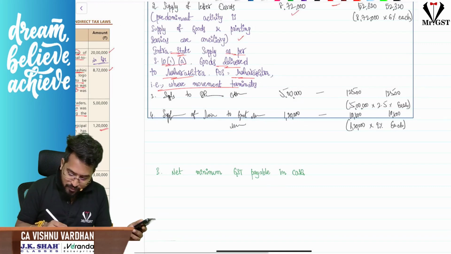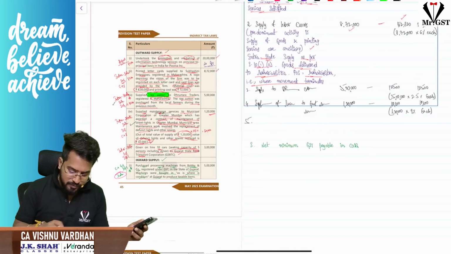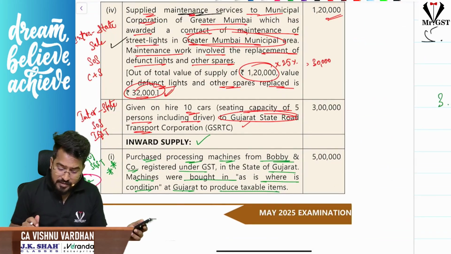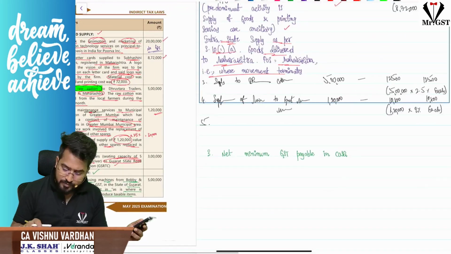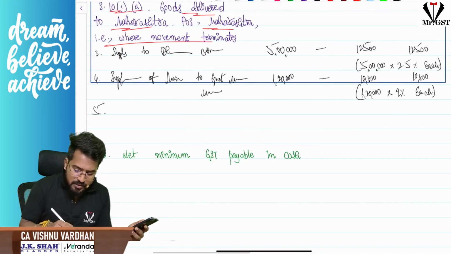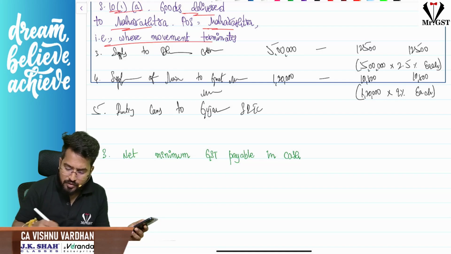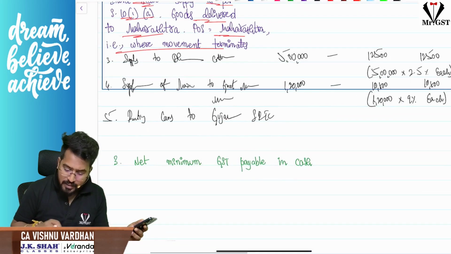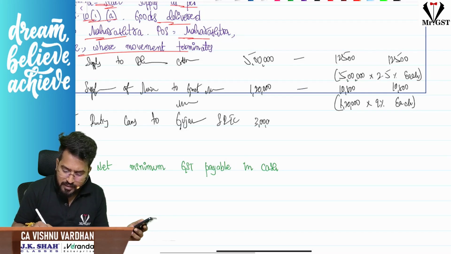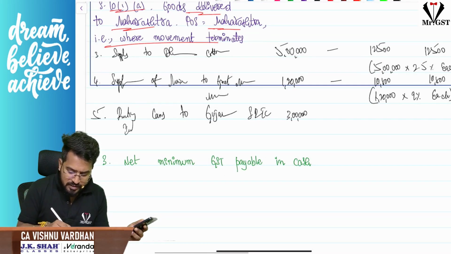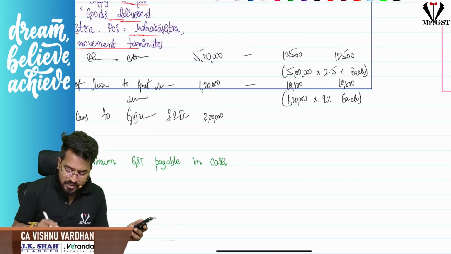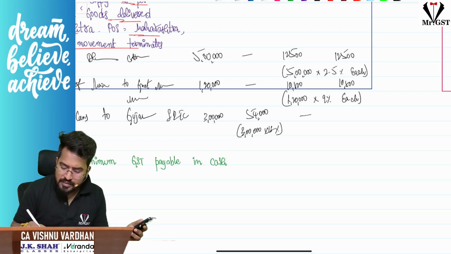Next, the last, fifth point. Fifth point is giving 10 cars on hire to Gujarat State RTC. This is interstate, please remember that. Renting cars to Gujarat State Road Transport Corporation. How much? It is 3 lakhs. You have to make sure this is interstate supply. So 3 lakhs means supply of services. 3 lakh into 18% is 54,000. CGST nil, SGST nil.